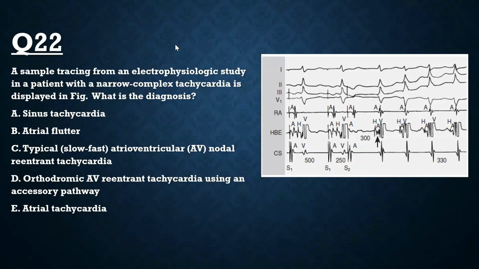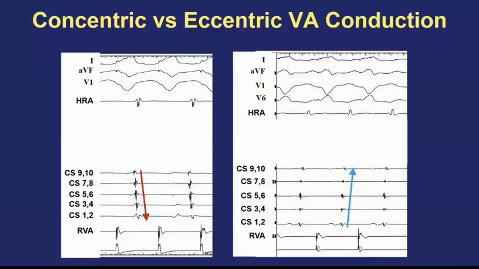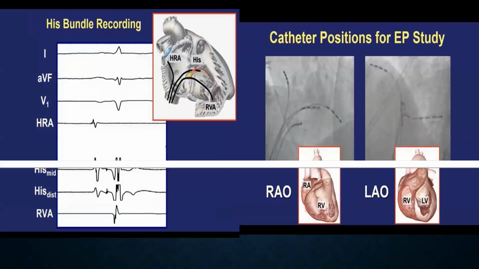Excellent. Okay. Let us talk a little bit in detail about the tracing. Look at this. This is the tracing. Usually we do it in our EP lab. This is the heart. This is usually the RAO view.